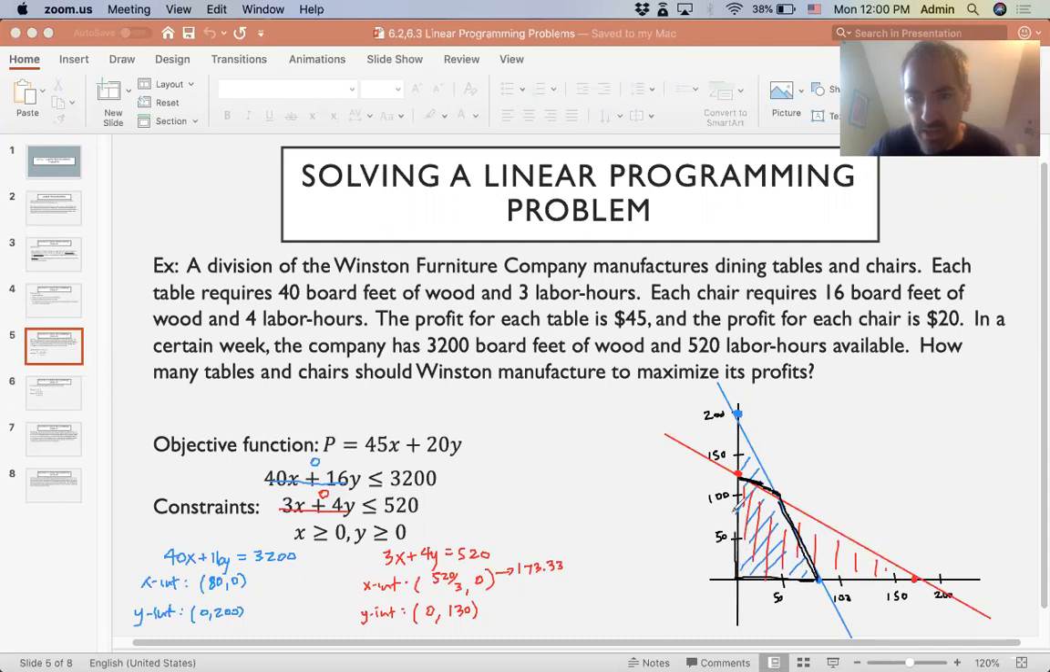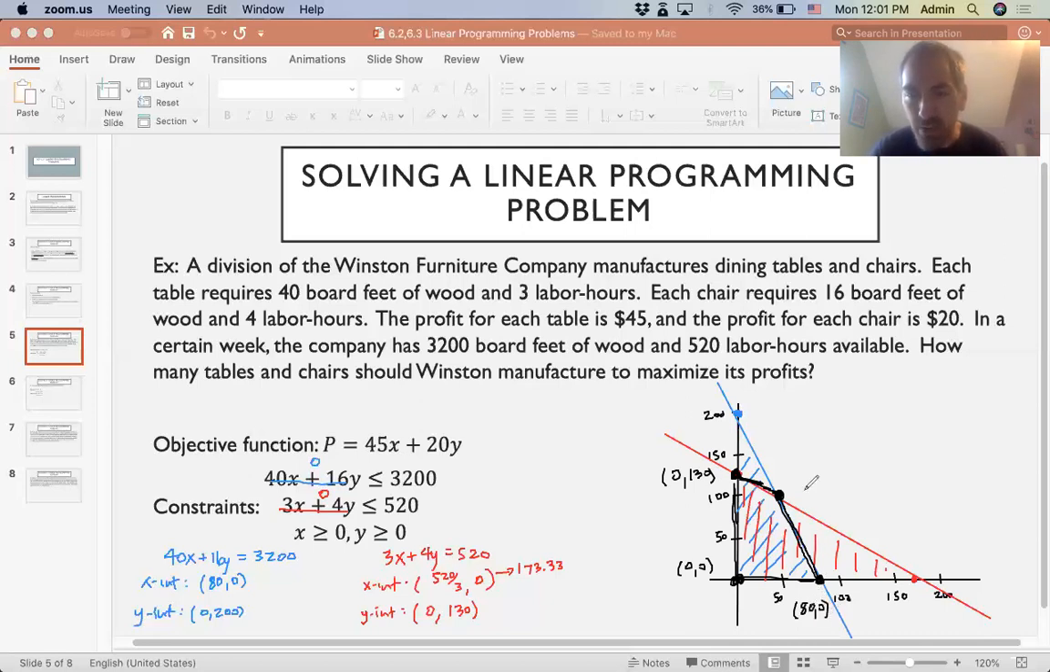All right, and that theorem 1 tells us that the only points that could potentially maximize the profit occur at these 4 corners. Okay, so we need to find what those 4 corners are. I know this one is 0, 0, which of course is not going to maximize the profit. This one right here was the 0, 130. And I know that this point here was the 80, 0.